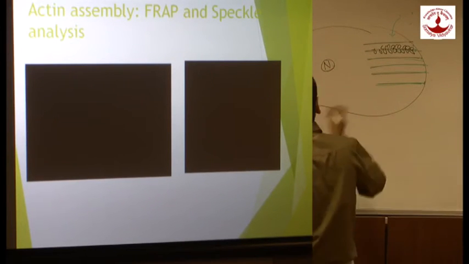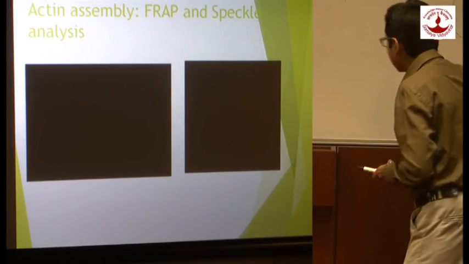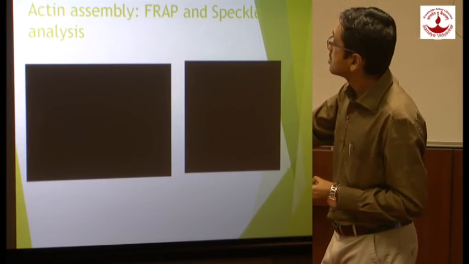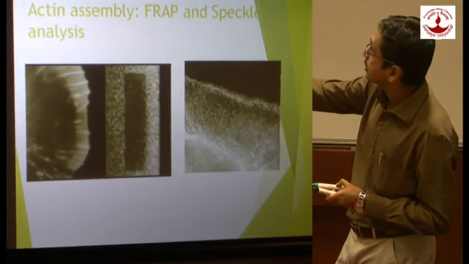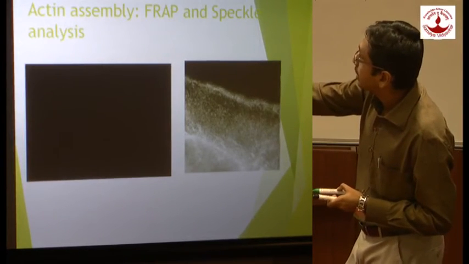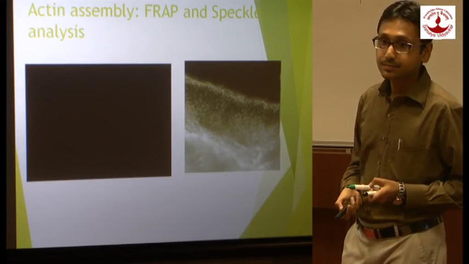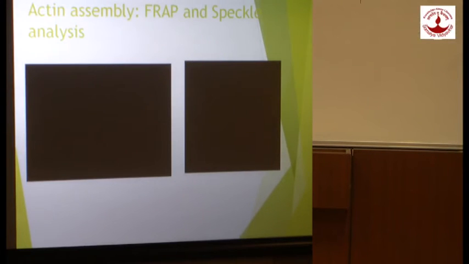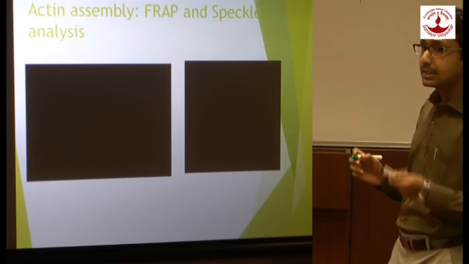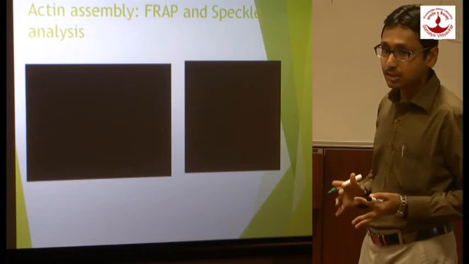Then you use a laser to make a very sharp band, as you can see in this video. You observe this band to see whether it recovers its fluorescence. So you use a laser, you bleach an area, and you observe whether the fluorescence recovers or not. If it does not, it means actin is a very stable structure.